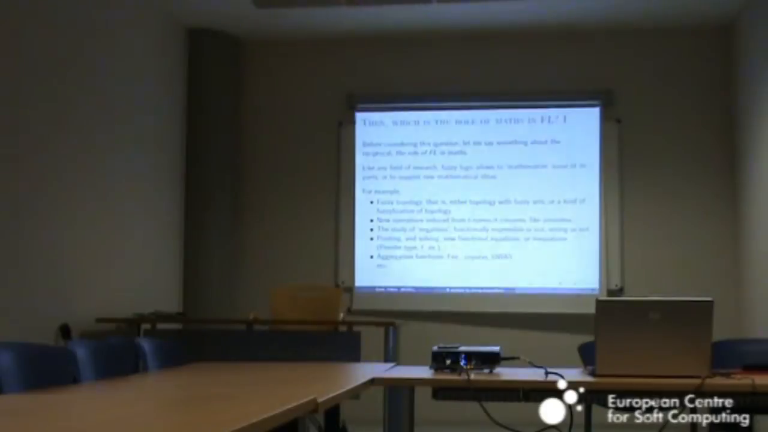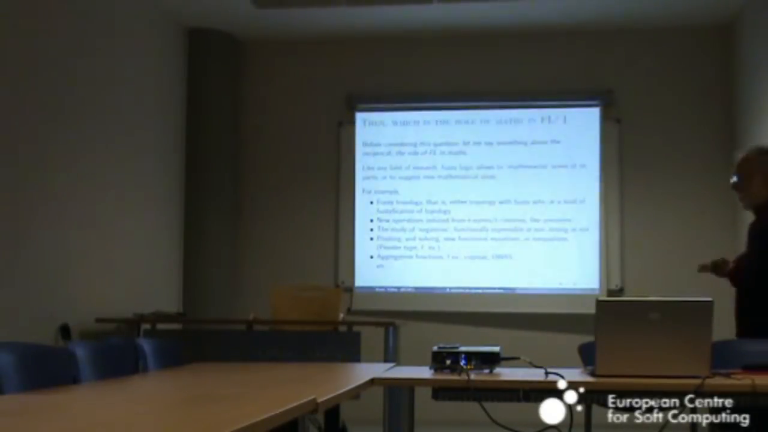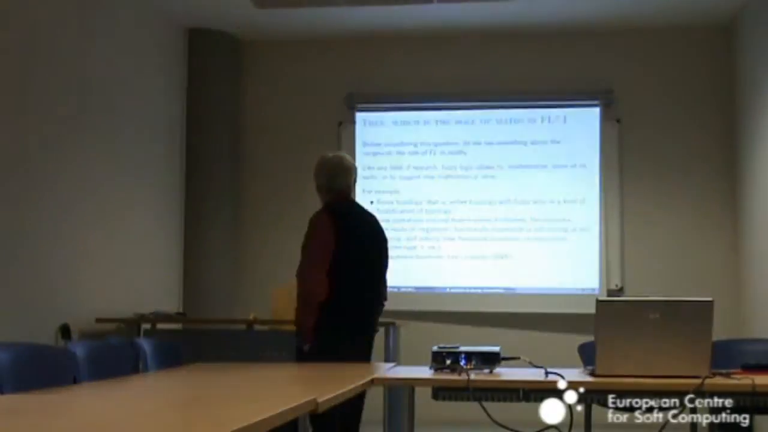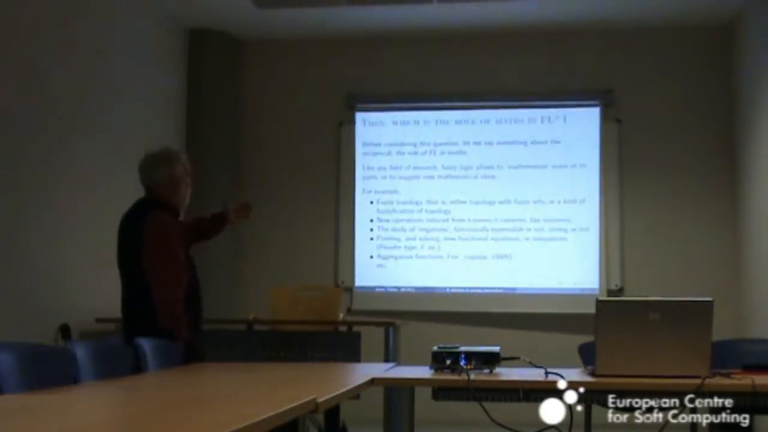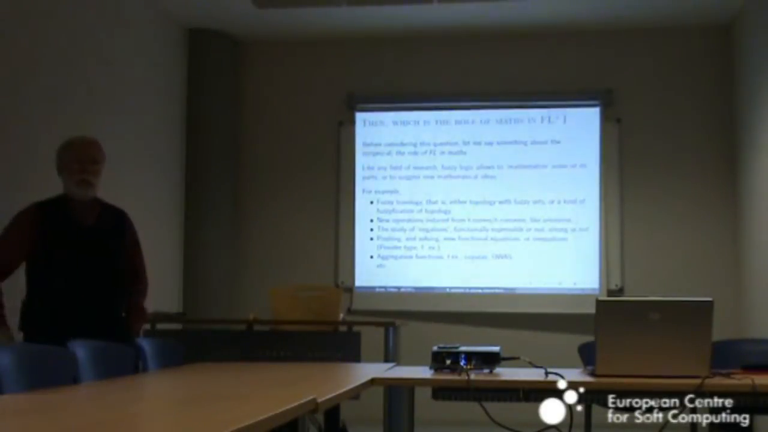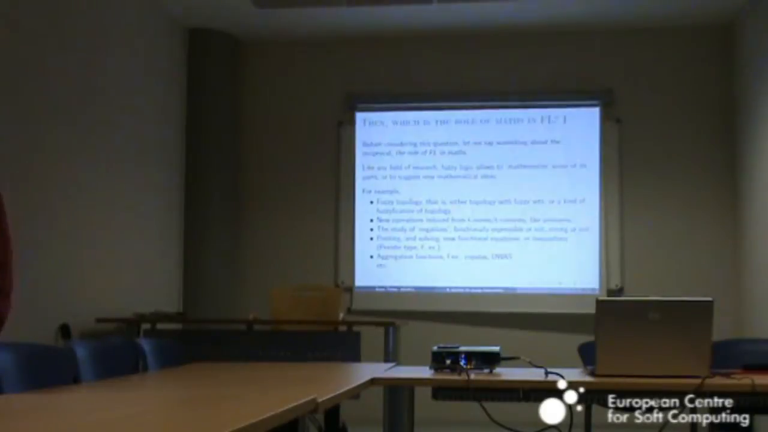Which number of applications deserve uninorms? 1, 2. The study of negations, functionally expressible or not, strong or not. This is a mathematical subject. This has some reflection in fuzzy logic, at least strong negations. The other negations, until now, did not have any kind of applicability. Posing and solving new functional equations. There were a lot of functional equations and copula equations. A lot. For what? To clarify laws of fuzzy algebras.